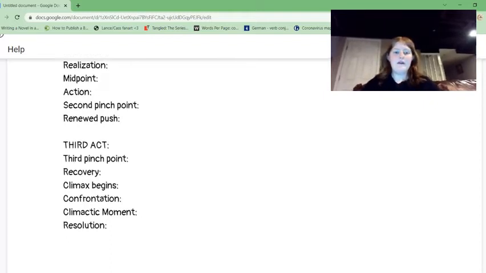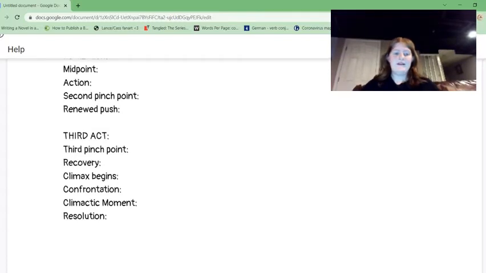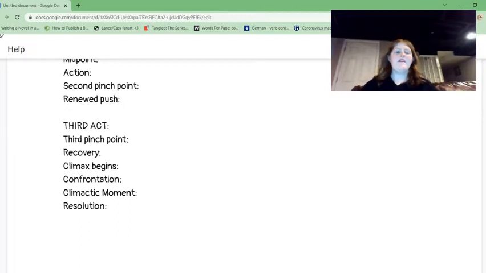So you have the third pinch point, which is one big thing that happens after the character gets that new resolve, I forgot the word for a second, resolve to do the right thing, and then they have to recover from that. And then there's the ultimate confrontation at the end. So whether that's a big battle with the villain, or confronting the person that's been bullying them the whole story, or even just coming to terms with grief over the loss of a loved one, depending on what your story is about, and the climactic moment and the resolution.